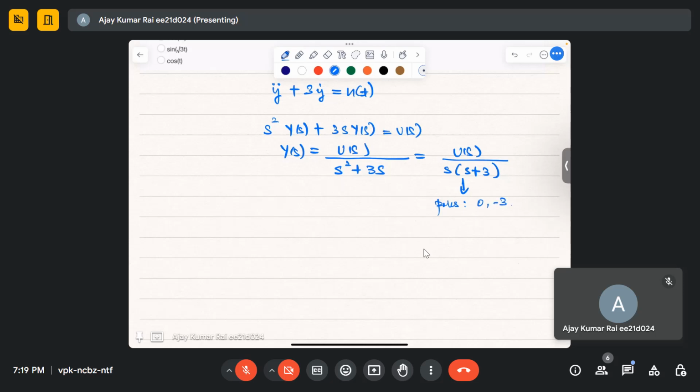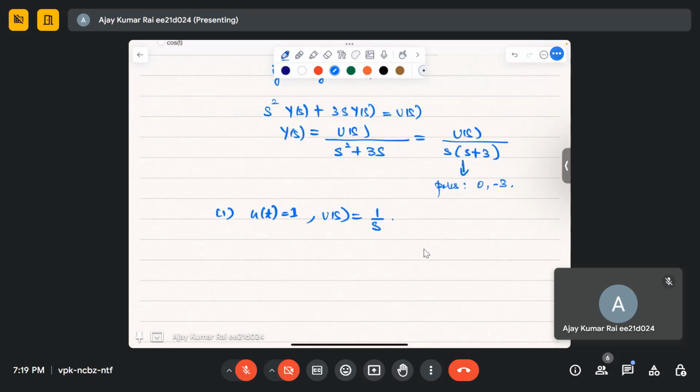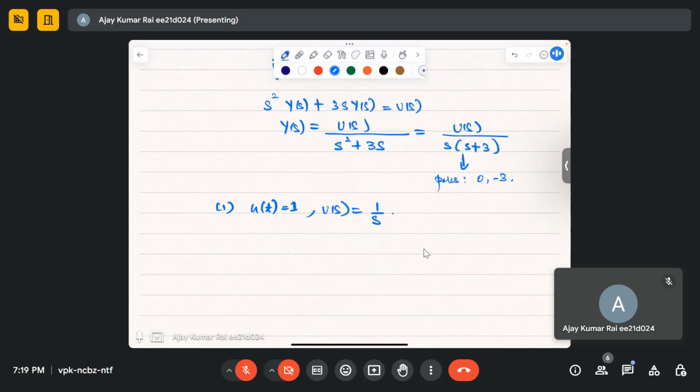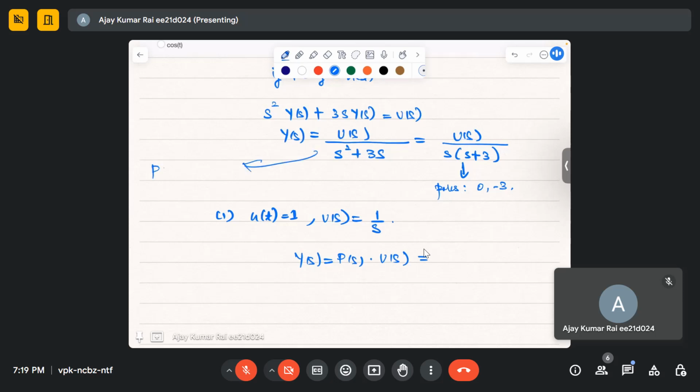0 and minus 3. Okay, so let's check for inputs. Let's check for the first one. What will Y(s) be? U(s) will be equal to 1 by s. So Y(s) will be equal to P(s) into U(s). Let me do one more step and write here: P(s) is equal to 1 by s into s plus 3.